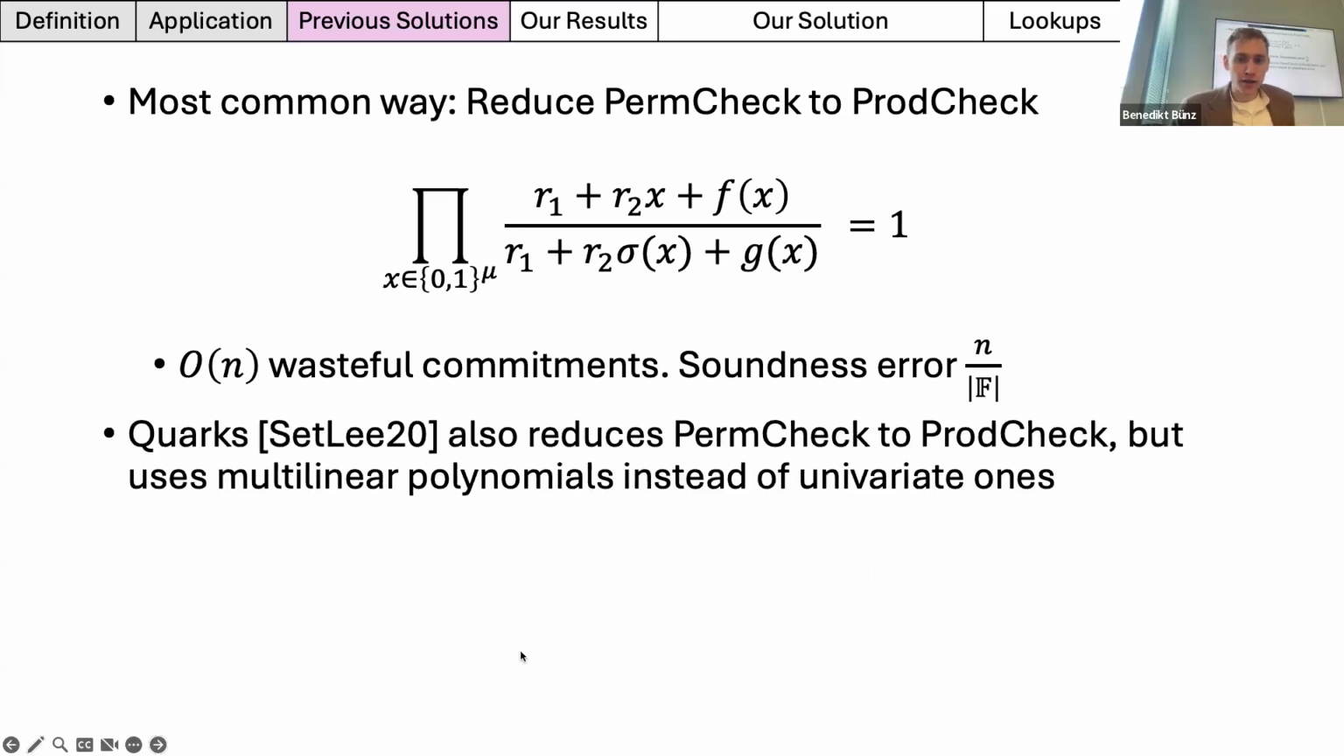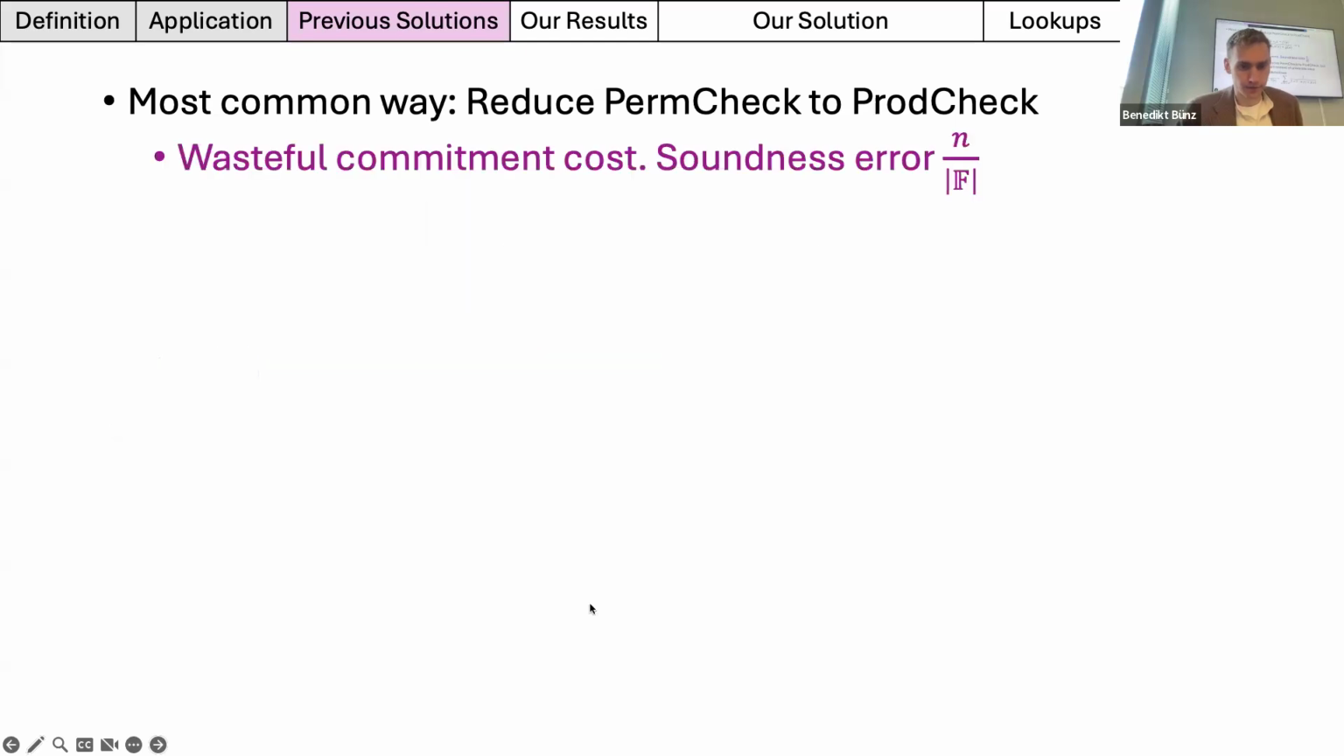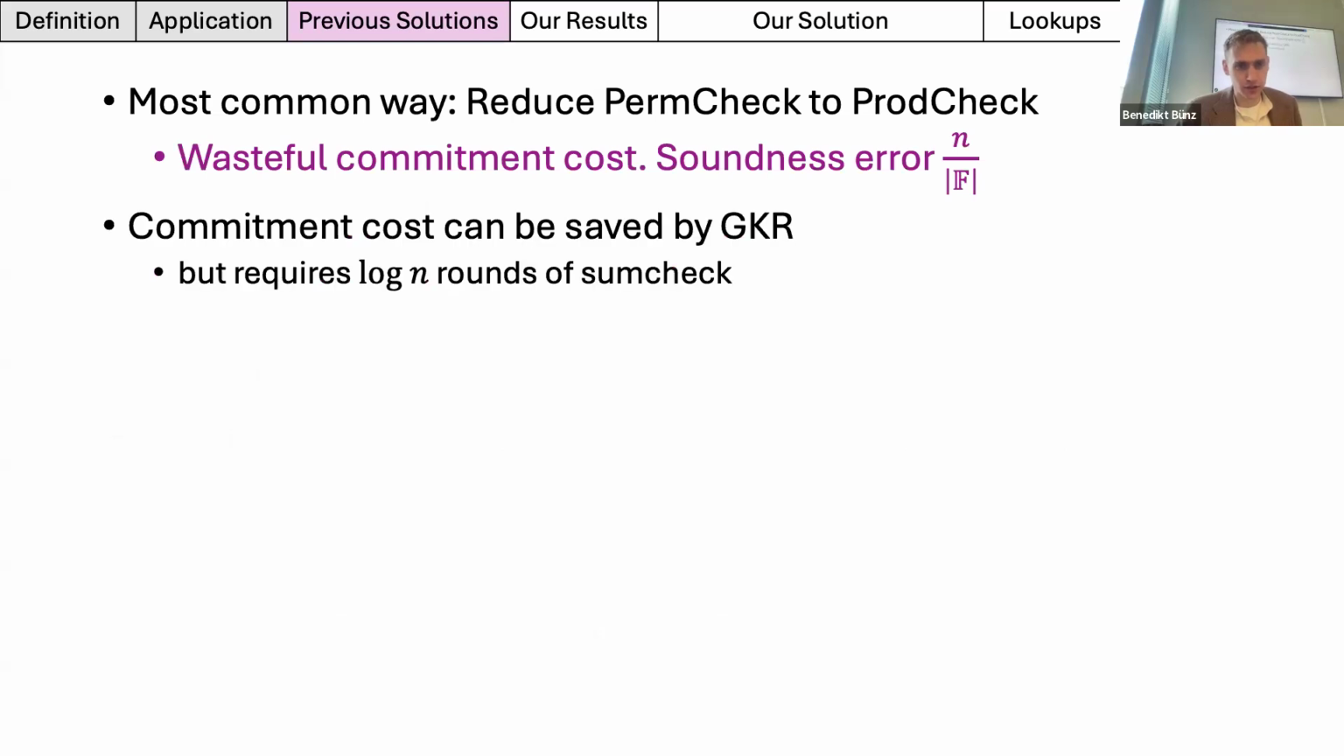There are a couple of other ways to do permutation checks, but they have various levels of downsides. So, Quarks use a different formulation which doesn't use sums, but something called logarithmic derivatives, essentially the logarithm, but the derivative of the statement. It still has the same issues.